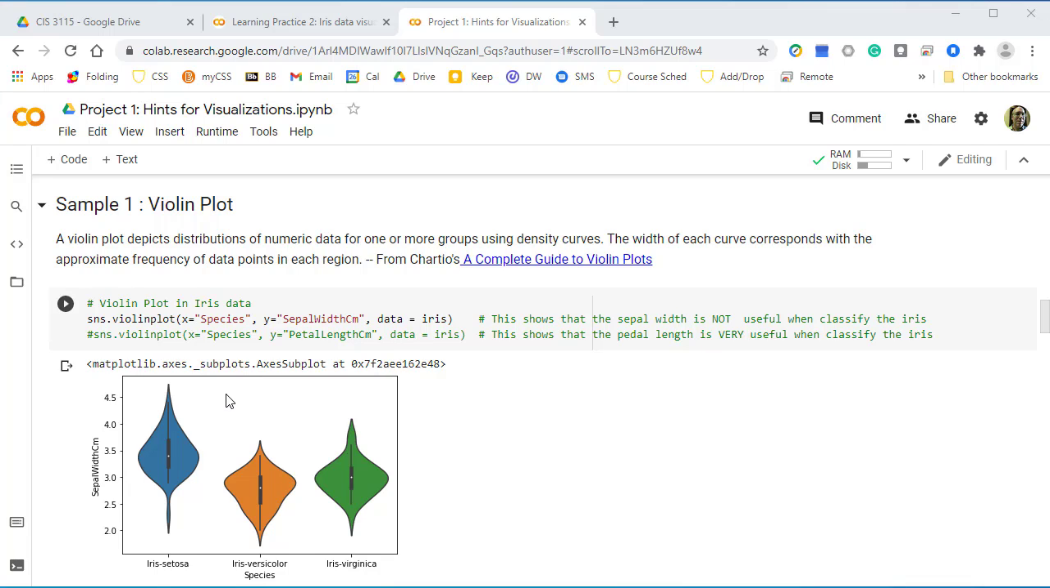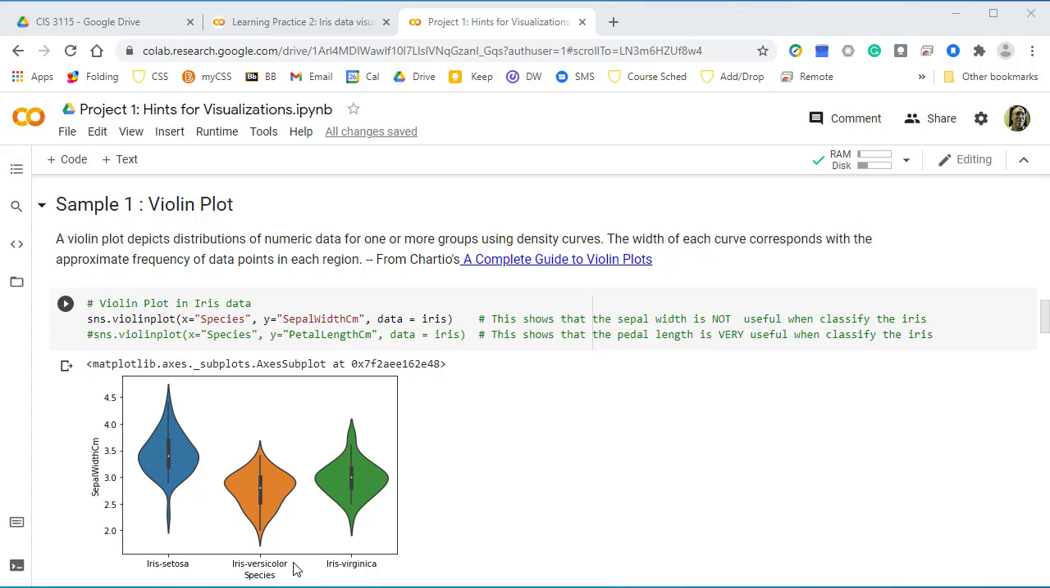Okay, I'm going to try to give you a 2-minute introduction to the violin plot. So the violin plot depicts the numeric distribution of one attribute. In this case, we're doing this in iris data, the sepal width, so how wide those are. And we're doing it for different categories.